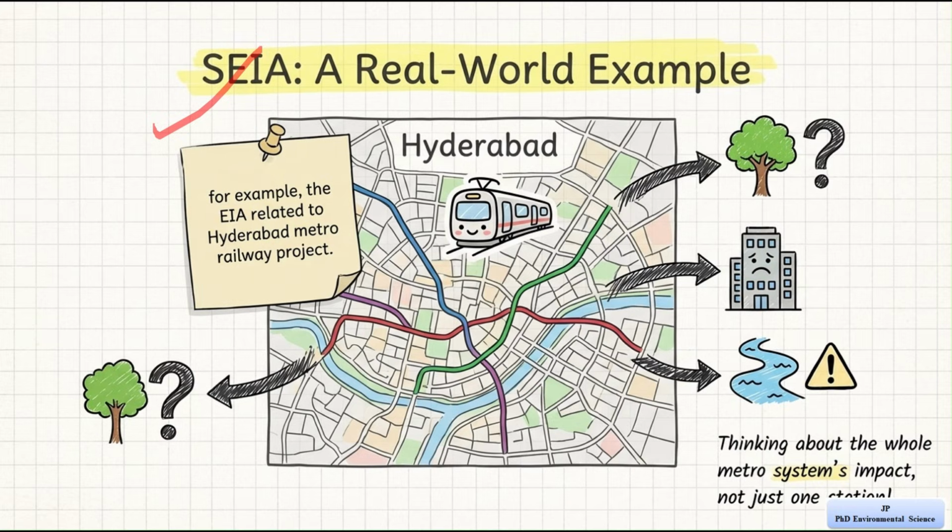So what impacts are considered? The arrows in the image show different effects. First is the environment or trees. Will trees be cut? Will green areas be affected? Then buildings or city. Will buildings be removed? Will traffic or urban structure change? Water or pollution? Will it affect rivers or water bodies? Will pollution increase or decrease? So think about the whole metro system impact, not just one station. So SEIA studies overall impact, not small parts.